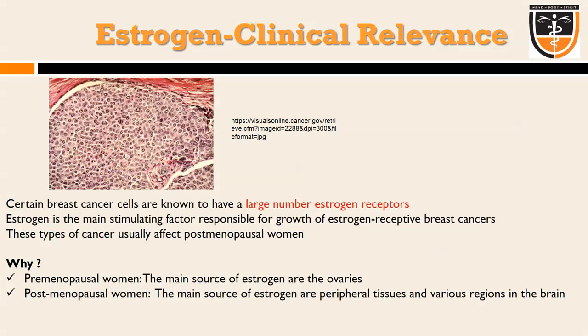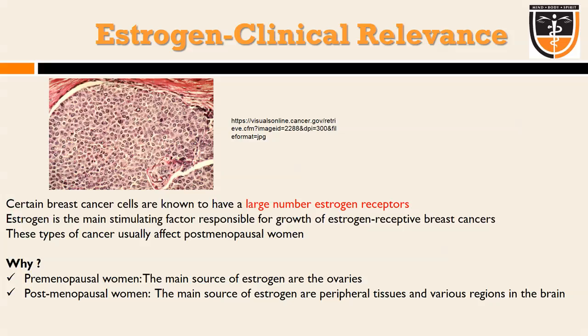Postmenopausal women have had their last period. Their production of steroid hormones in their ovaries goes down. But of course, they don't stop being women. So in this situation, for postmenopausal women, the main sources of estrogen are peripheral tissues and various regions of the brain.